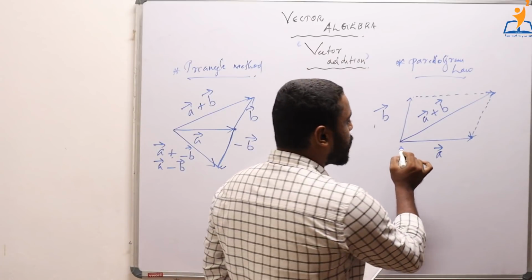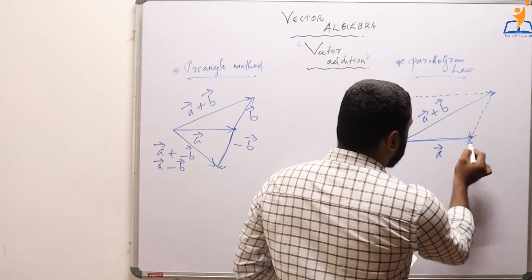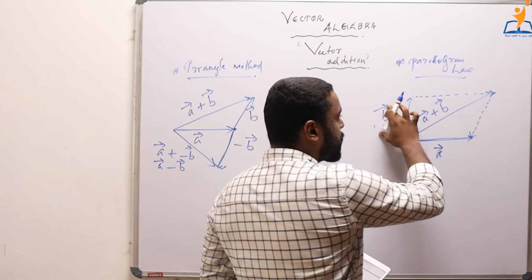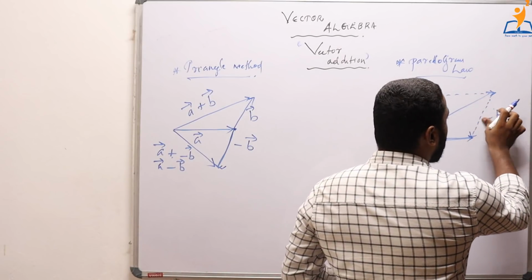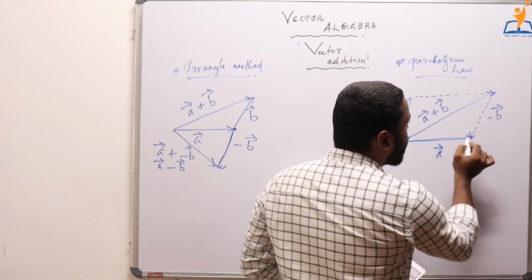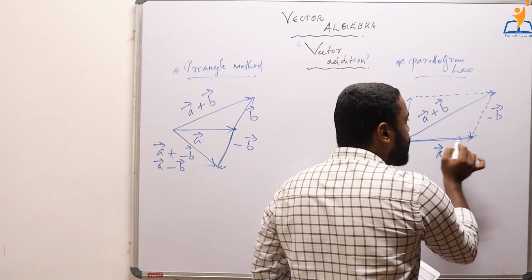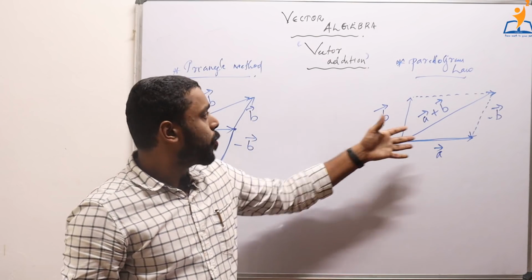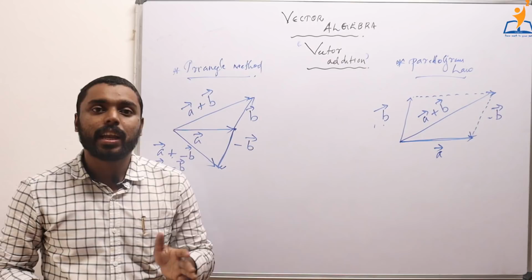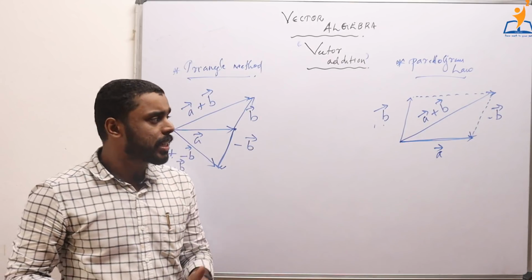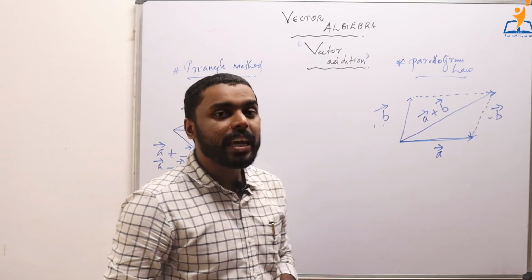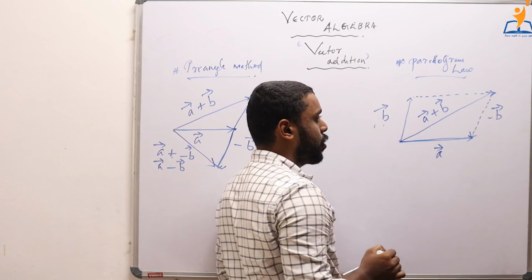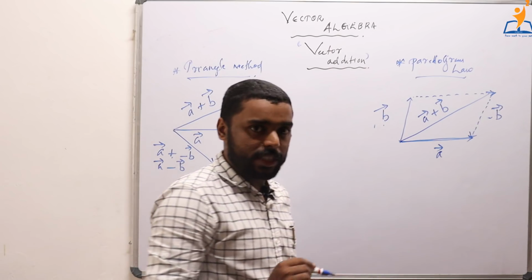Also observe that here we have vector A and this is vector B, and this side is parallel to this side, so this is also vector B. So here we got a triangle, and this is the same as the triangular law of vector addition. See, the parallelogram law and the triangular law are well connected. So always remember that in order to apply the parallelogram law, we have to fix the initial point of the new vector at the initial point of the original vector.